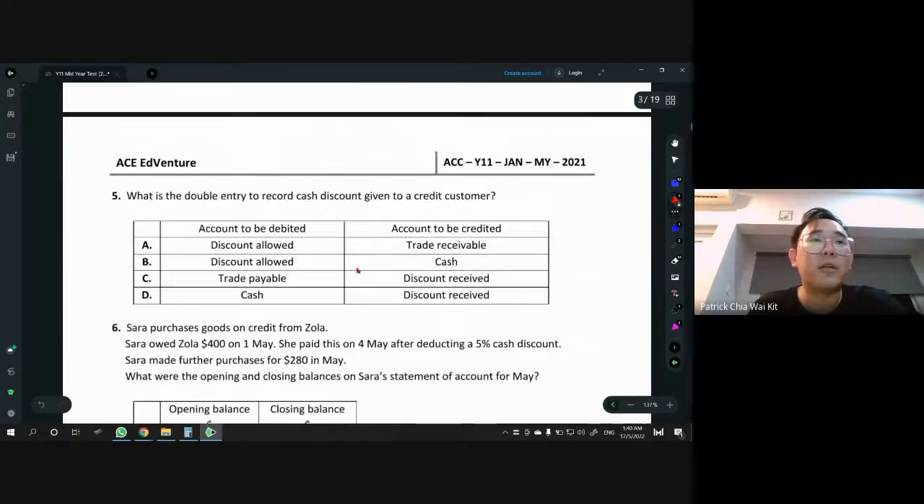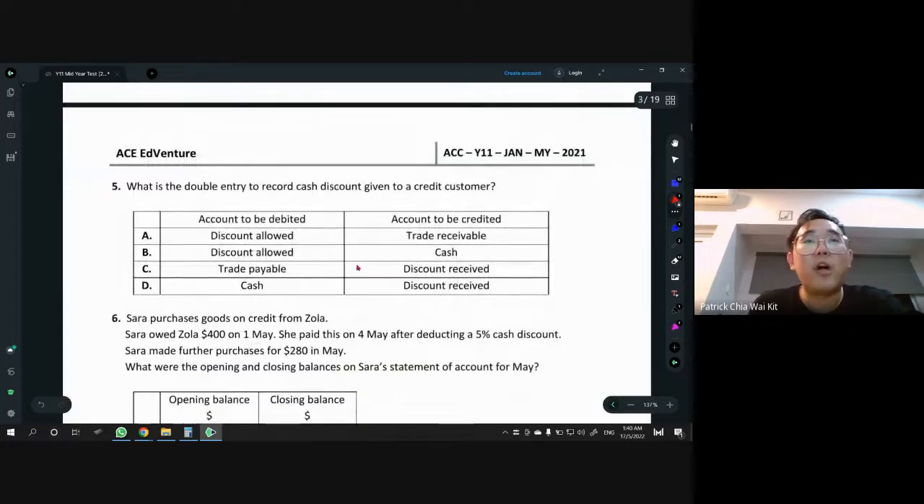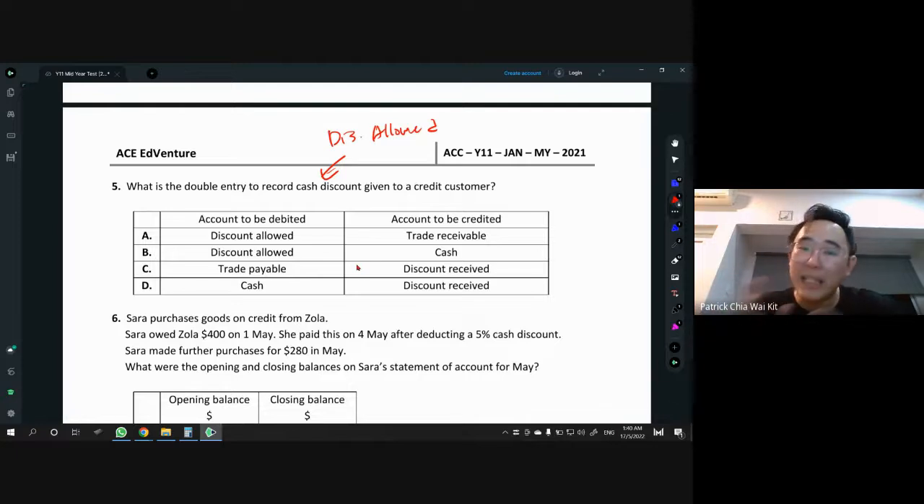Okay, so that's answer is donkey. Double entry to record cash discount given to credit customer. So which account are we talking about? We're actually talking about discount allowed. Okay, because we're giving cash discount, not giving cash. We're just giving cash discount to our customer.